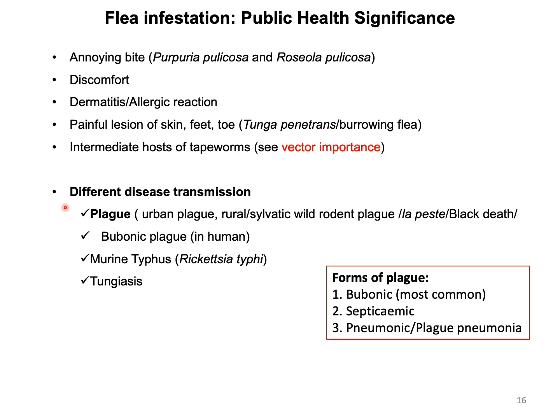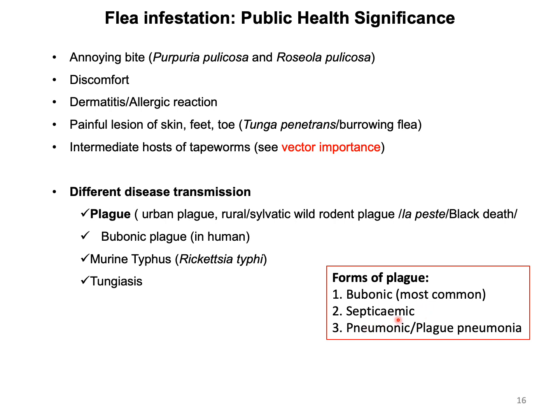Fleas have another very significant role in the transmission of different diseases. The first one is plague, and this disease is also known as urban plague, rural or sylvatic wild rodent plague, La Peste, Black Death, or bubonic plague. There are different forms of plague; you can note it down as a side note. The first one is bubonic plague. This is most common in humans, characterized by enlargement of lymph nodes, particularly the axillary and the inguinal lymph nodes.